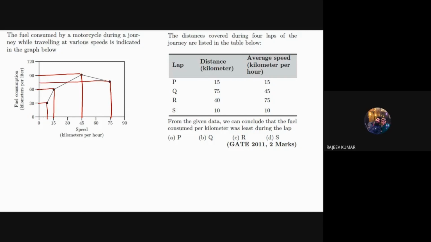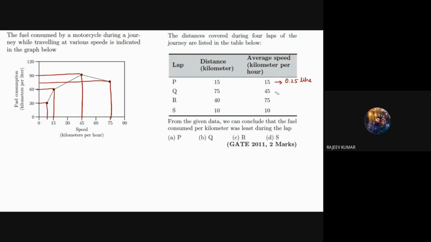Now the distance covered during 4 laps of the journey is listed below. At lap P, he covered a distance of 15 kilometers at an average speed of 15 kilometers per hour. At that speed, per liter, it can go for 60 kilometers. But they have covered only 15 kilometers. So although they can go for 60 kilometers, they have only covered 15. So what amount of fuel is consumed? 1 by 4 liter, or 0.25 liter, is consumed over here.